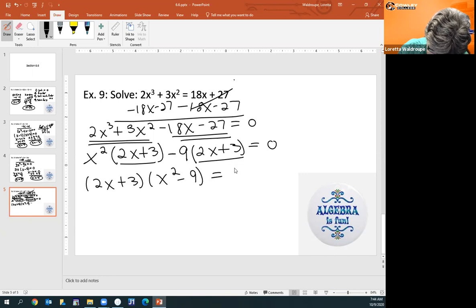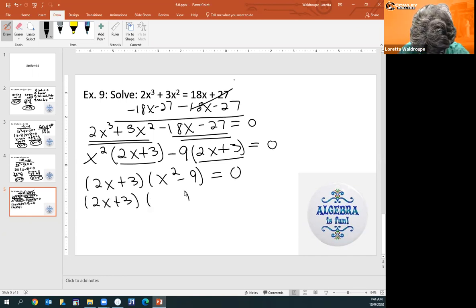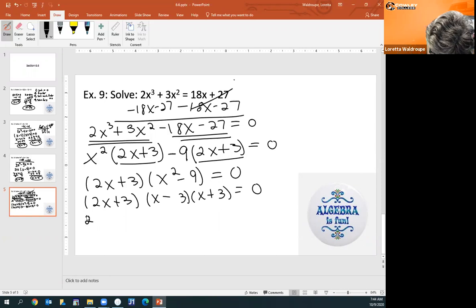However, x squared minus 9 will factor down more because this is the difference of squares. So what do you square to get x squared? X and x. What do you square to get 9? 3 and 3, 1 plus, 1 minus. So each one equal to 0.